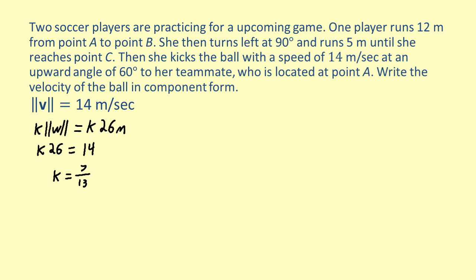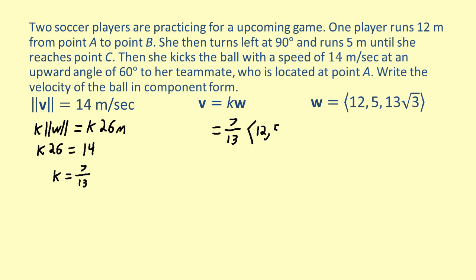Now that we have our constant, we can find v by multiplying k by w. Recall that w equals the vector <12, 5, 13√3>. This gives us 7 over 13 times the vector <12, 5, 13√3>. We know that multiplying a vector by a constant means we multiply each component by that constant. This gives us the vector <84/13, 35/13, 7√3>.